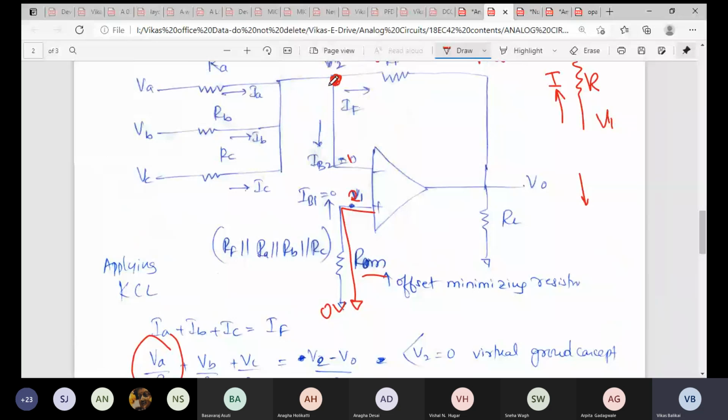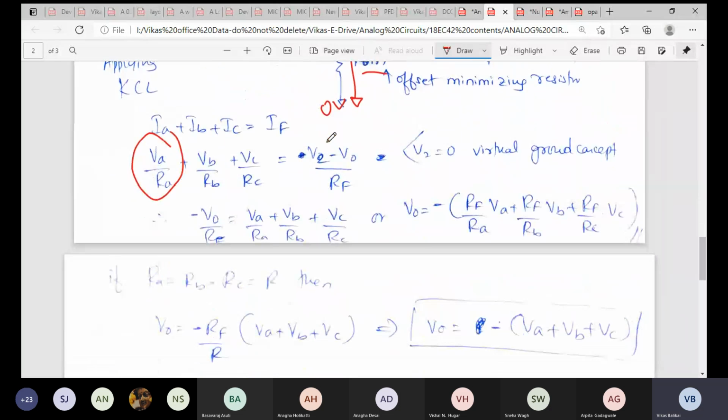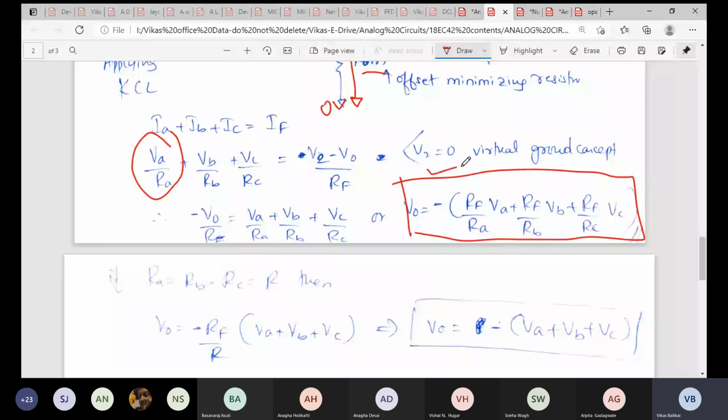IF will be V2 minus V0 by RF, and V2 is 0. That makes this 0. So minus V0 by RF. If I arrange it, minus V0 by RF equals VA by RA plus VB by RB plus VC by RC, or V0 is equal to, I'll push RF to all the terms, RF by RA, RF by RB, RF by RC. So this will give you the summing concept, or the output voltage wherein all the voltages are getting added, and the minus sign indicates it is an inverting amplifier.